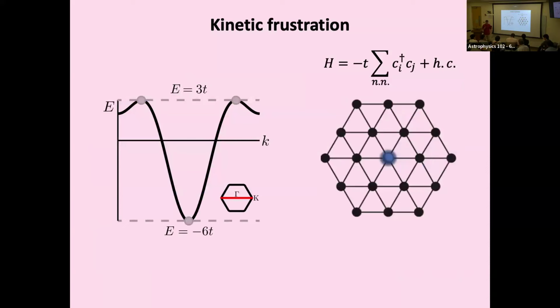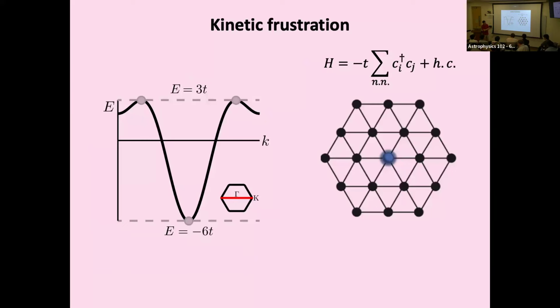So the key thing that one needs to understand for the story they cooked up is a phenomenon known as kinetic frustration. This is a type of frustration that's reminiscent of spin frustration, but involves the motional degree of freedom of the electrons rather than the spin degree of freedom. So I'd like to explain that over the next couple of slides.